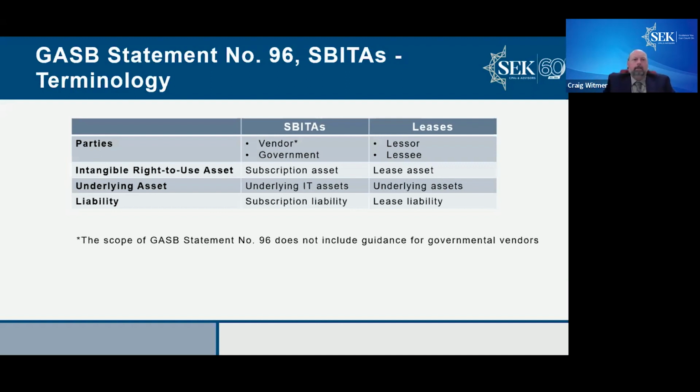It does happen, but certainly more rare than a lessor or lessee kind of situation. So GASB 96 is strictly for that end user or recipient of the software. The intangible right-to-use asset that's part of these transactions, for leases, it's a lease asset. For SBITAs, it's a subscription asset. The underlying asset itself, obviously, those underlying capital type assets for the leases. Here you're having the underlying IT assets or the software. And then the terminology for the liability is a lease liability, or a subscription liability for the SBITAs.